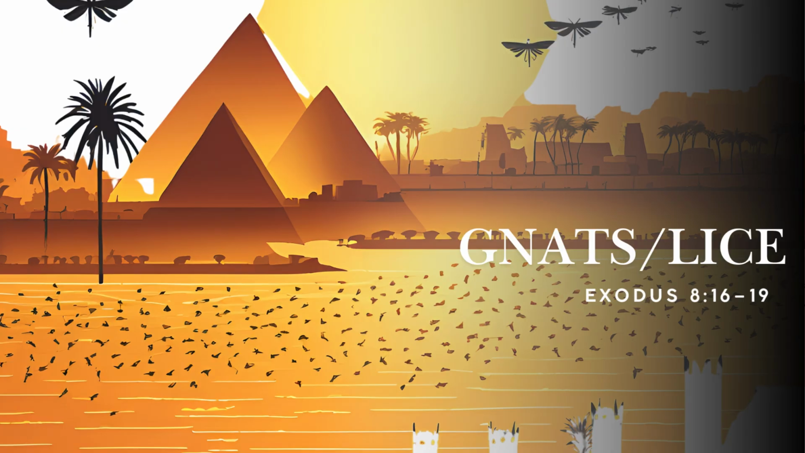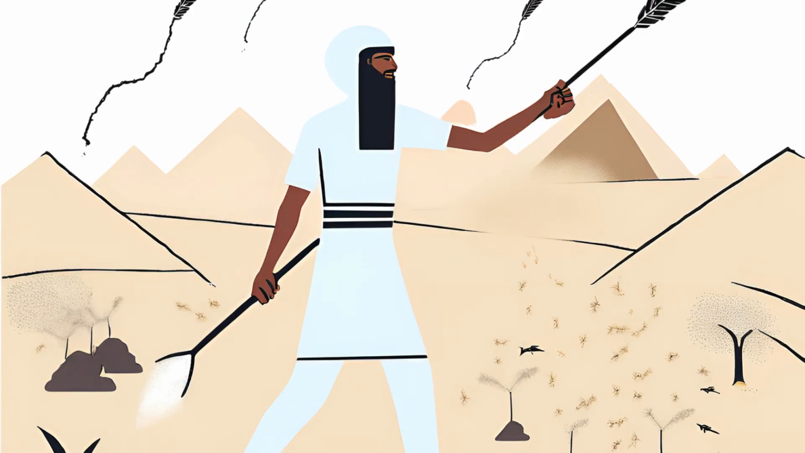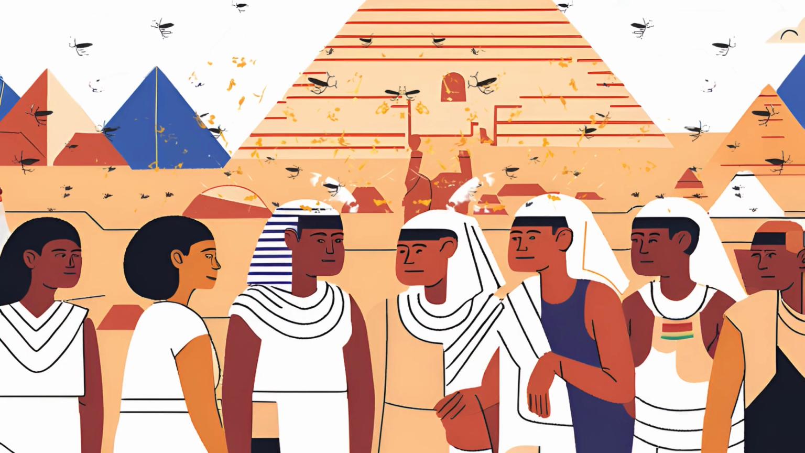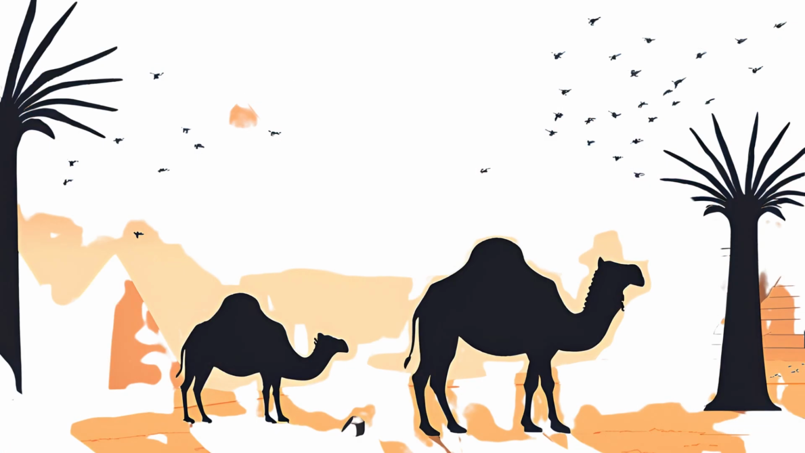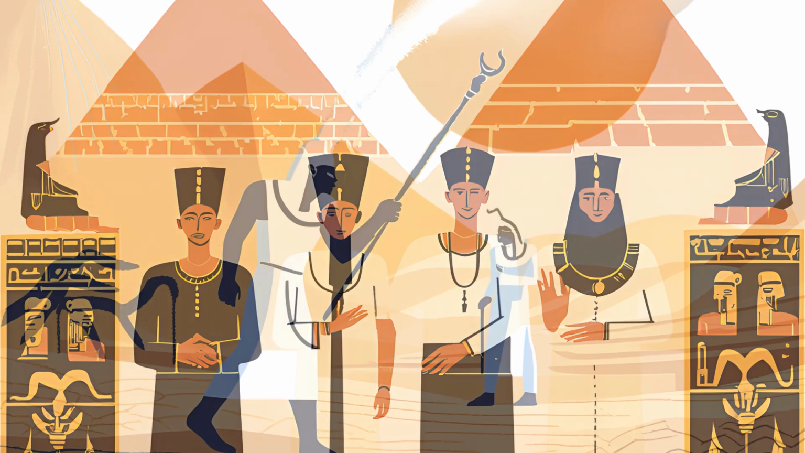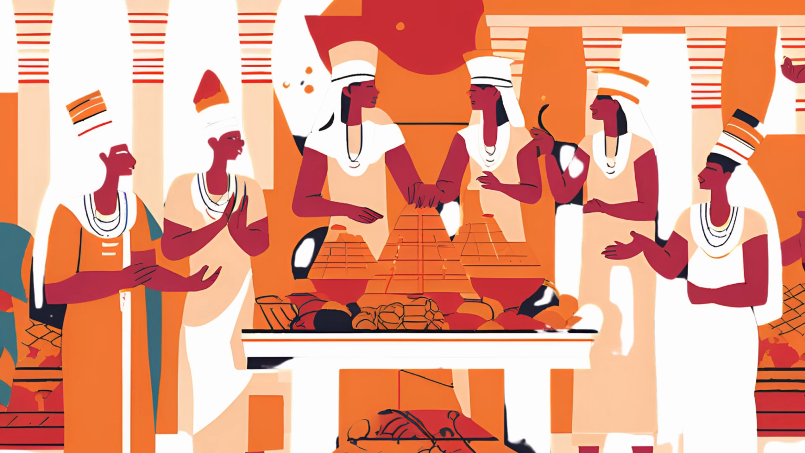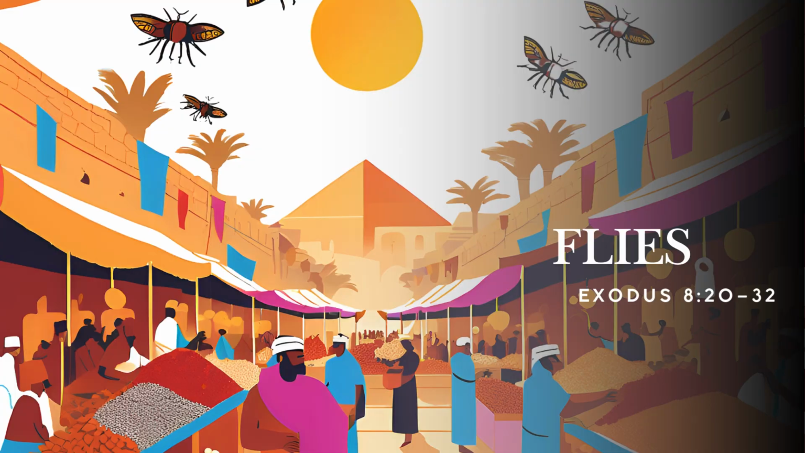3. Gnats or lice can be read in Exodus 8 verse 16-19. Aaron strikes the dust of the earth, and it becomes gnats or lice, afflicting both people and animals. Egyptian magicians failed to replicate this and declare it the finger of God. This plague shows God's power over the land and creation, attacking Egyptian purity laws and their priesthood, which demanded ritual cleanliness.